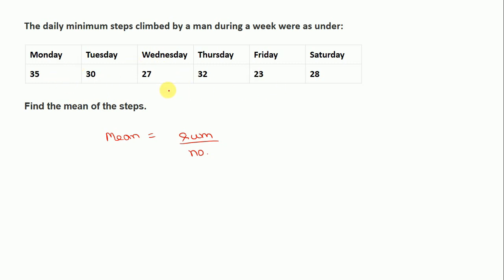There is a trick in finding the sum also, that 27 plus 23 will come out as 50, 32 plus 28 will come out as 60, and 60 plus 50 is 110, plus 30 is equal to 140, plus 35 is 175. So it becomes easy if we find some such kind of pairs. And now number of observations: 1, 2, 3, 4, 5, 6. So this will come out as 6. So 6 2s are 12. Now 5 remaining, and 6 9s are 54, 1 remaining, and point. So it will come out as 29.1 answer.